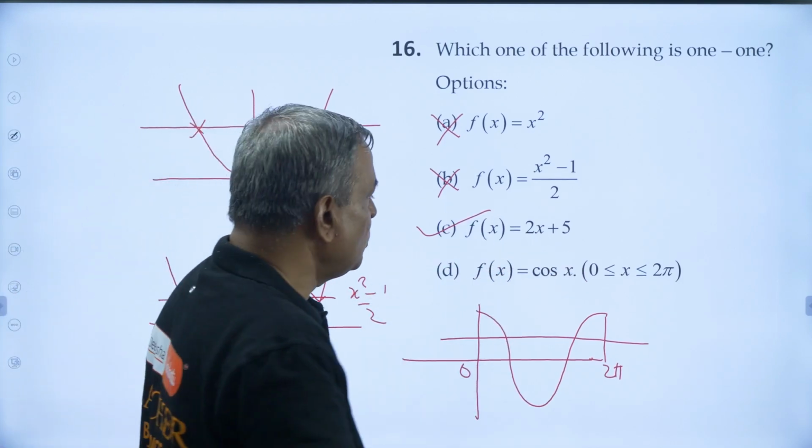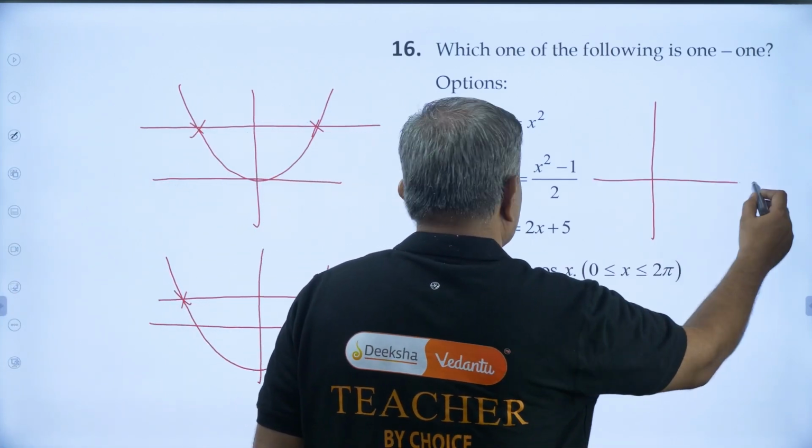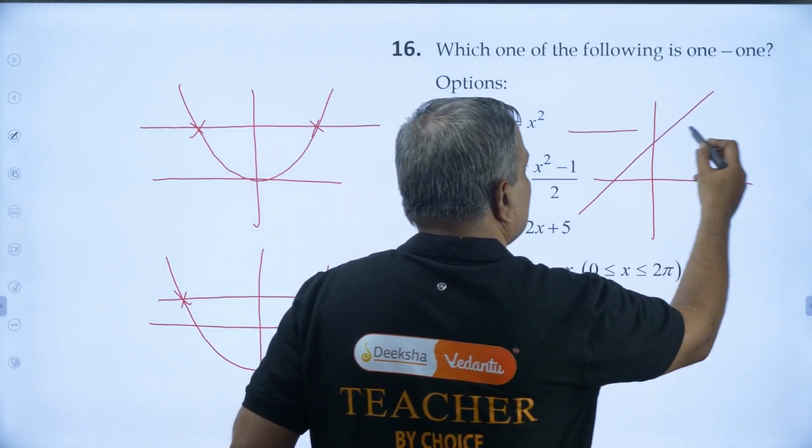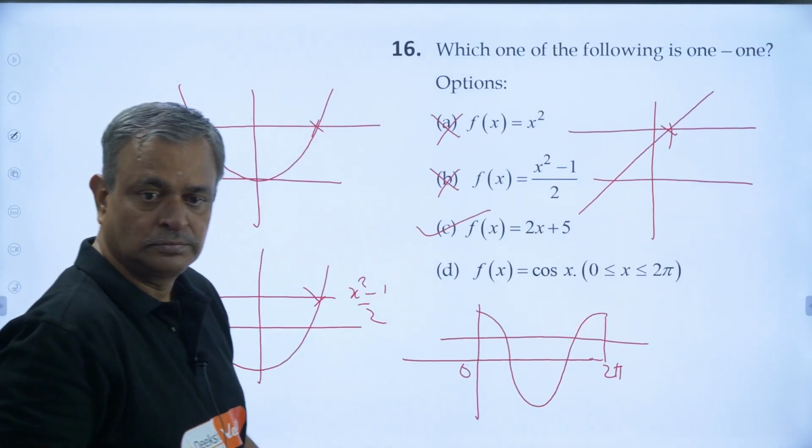Select 2x plus 5, which is only a straight line. If you put x equal to 0, y equal to 5, like this, it cuts at only 1 point. So it is 1-1.